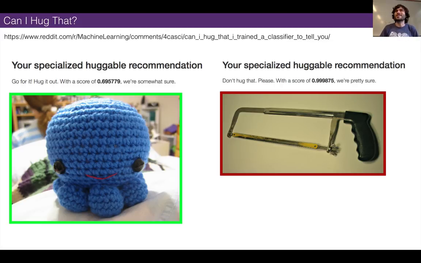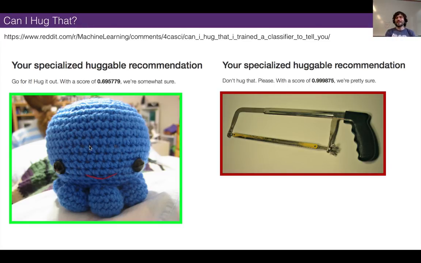So this was posted like 2 years ago by someone on Reddit. It's called, "Can I Hug That?" So basically, he trained a transfer learning model to predict how huggable something is. They fed it a bunch of images of things like teddy bears and croissants and beach balls, things that you could hug, right? And then they threw in images of things that you wouldn't hug, like a bandsaw and a porcupine, and things like that. And then trained it to predict how huggable something is.